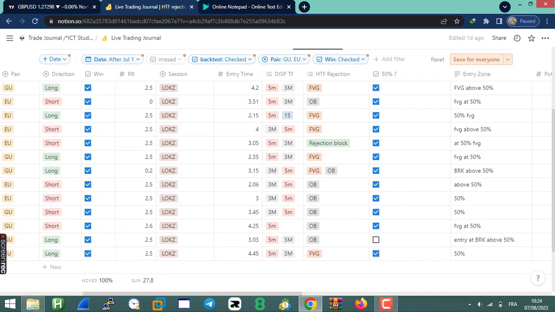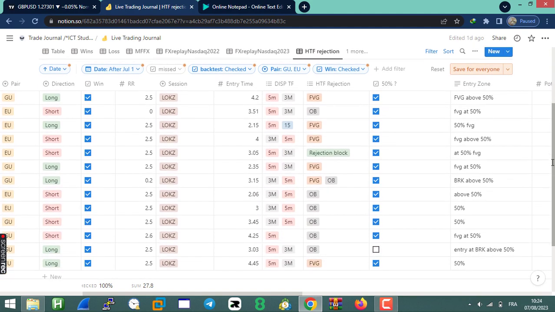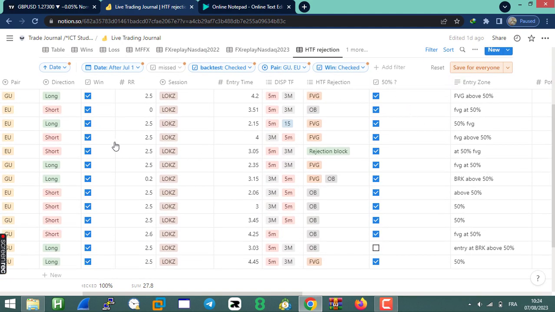What I have noticed is the 50% area. Out of 13 trades, as you can see, 12 of them retraced to that 50% area and then continued to the upside. Only one of the trades didn't retrace to that 50% area, and it missed by slightly less than a pip, and then continued to the upside.